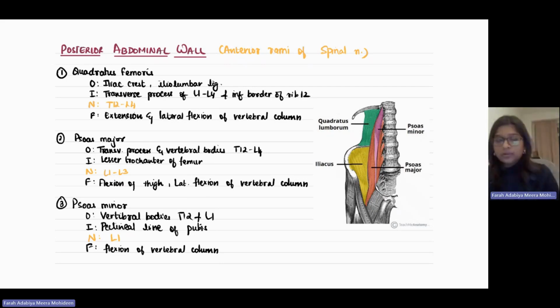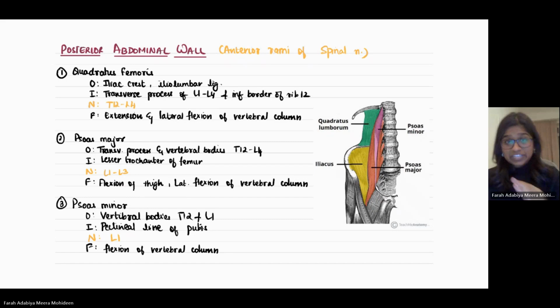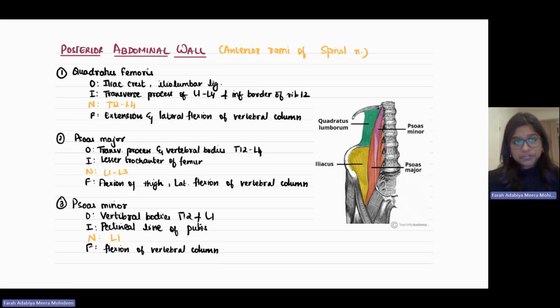That's all you talk about. There are two parts of your abdomen that you talk about: anterolateral and posterior muscles, and the fascias of each. And that's it for this. Thank you.